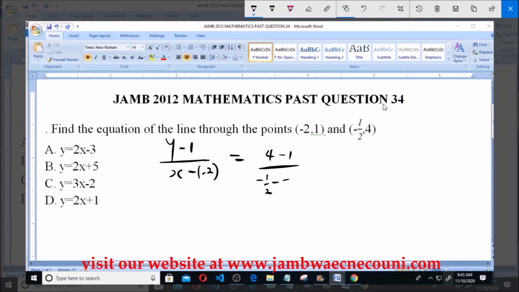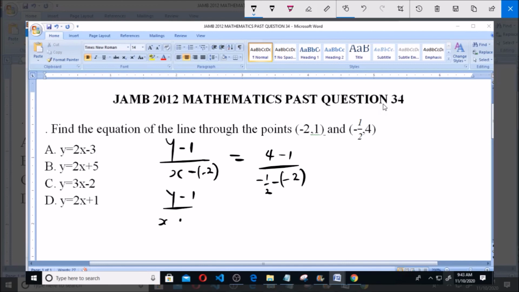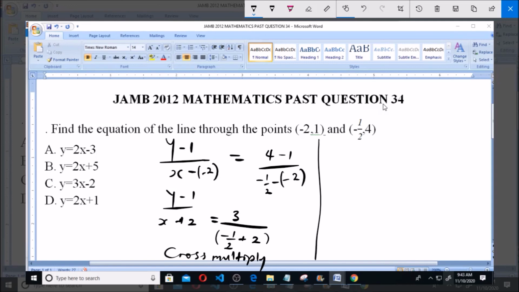So minus minus 2. Now we'll be having that (y minus 1) over (x plus 2) is equal to (4 minus 1, which will give us 3) all over (minus 1 over 2 plus 2). Now let me put this in brackets. Now let's cross multiply. So in cross multiplying, we'll be having (y minus 1) into (minus 1 over 2 plus 2) equal to 3 into (x plus 2).